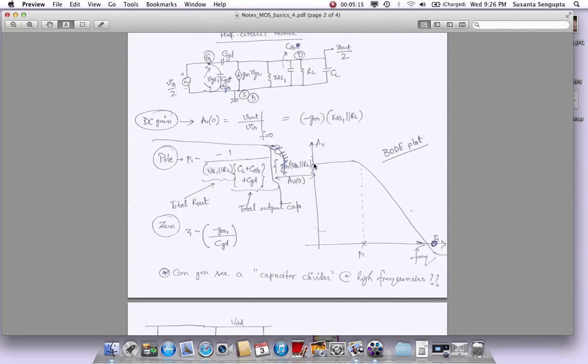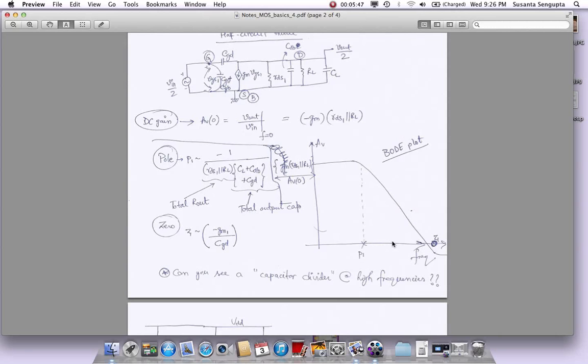So if you look at the plot, it starts with a gain here, which we already found out is GM times the effective R. The effective R is RDS1 parallel to RL. That is the low frequency gain. It keeps going, and this will actually dip down 3 dB at the pole location. What is that approximate pole location that we found out? It is given by this expression. At that point, this will start to roll down and it will be a 3 dB loss.